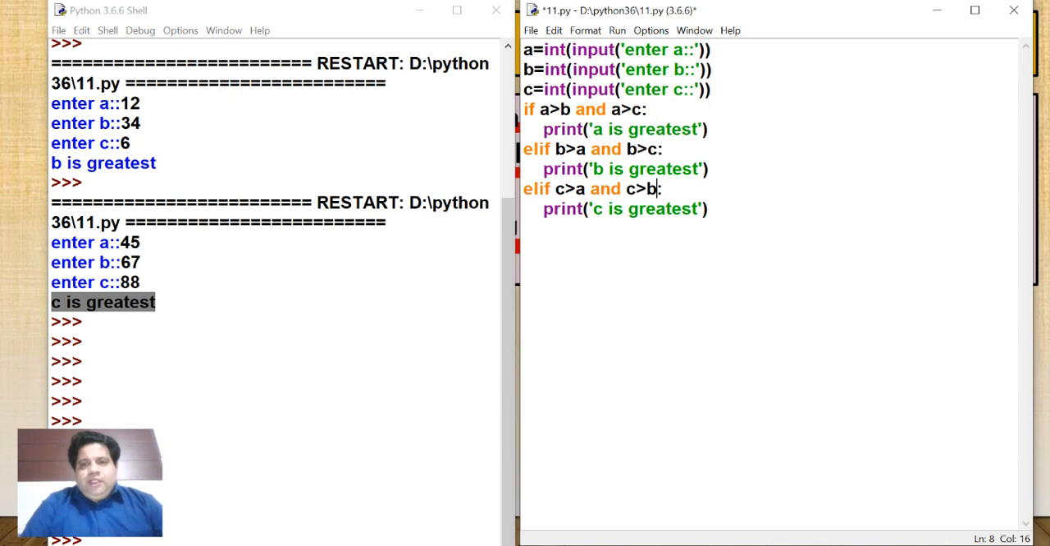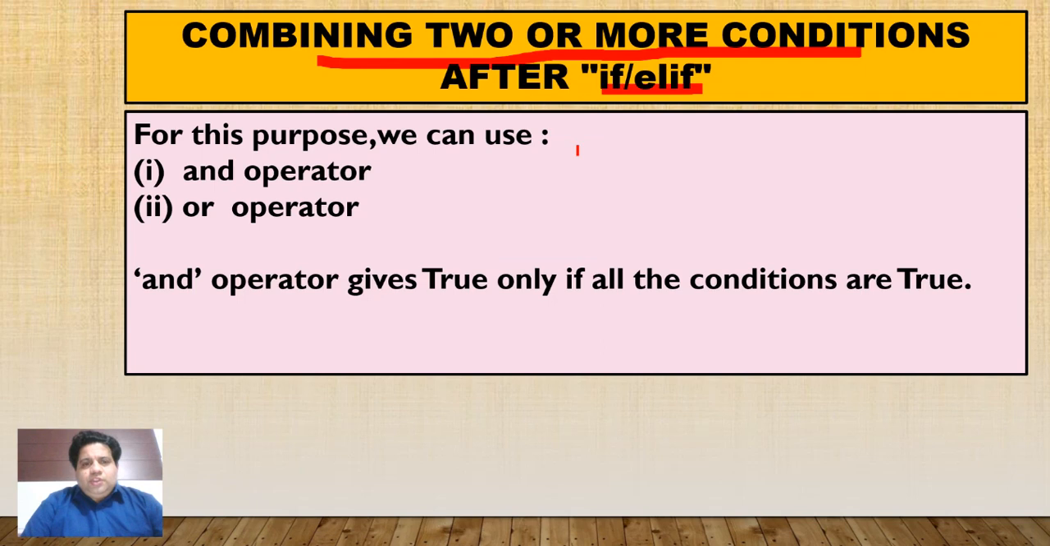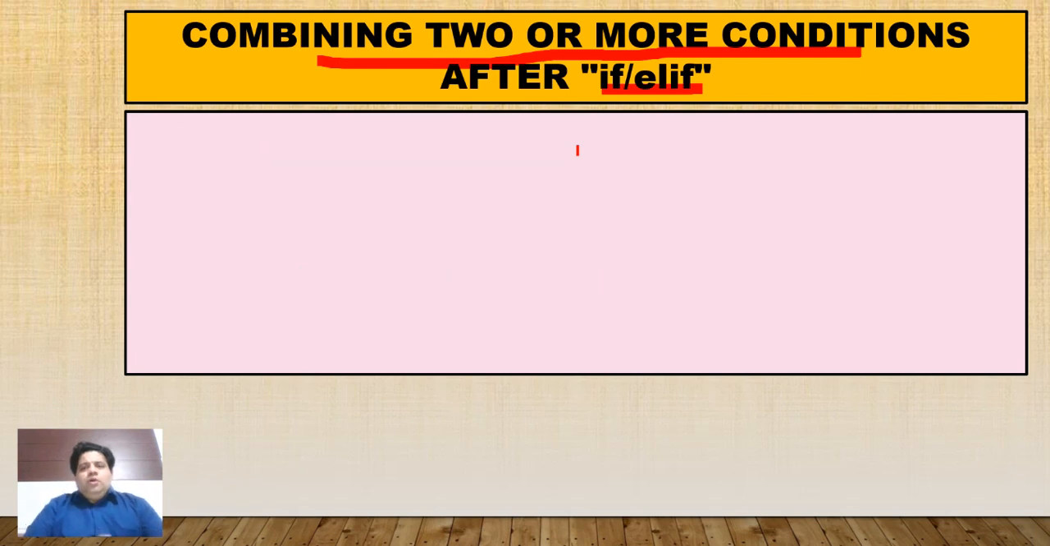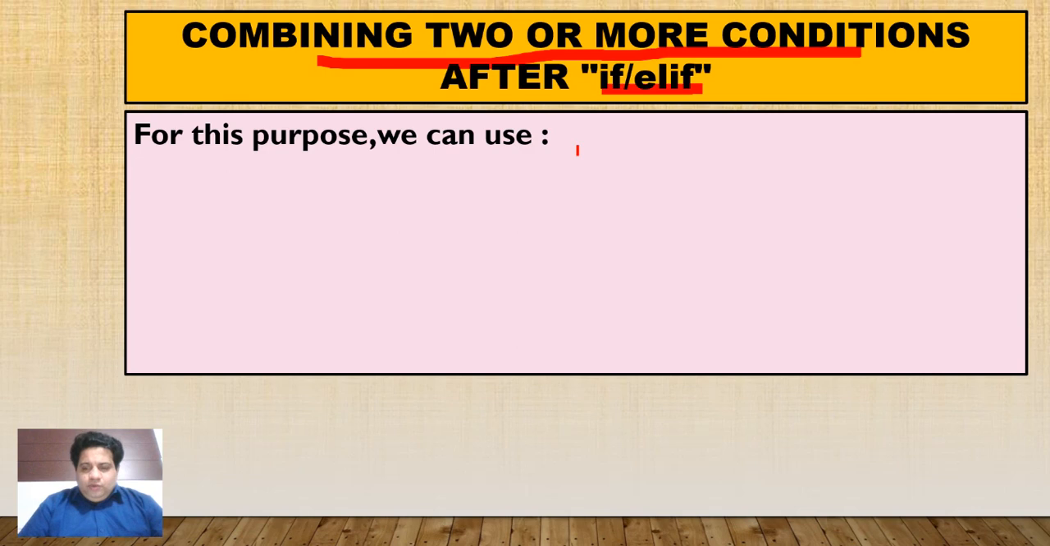So did you understand this topic? This topic, combining two or more conditions after if elif, because in coming days we will learn how to write complex programs, and complex programs can only be written if you know the working of if elif, if you know how to combine conditions, how to use if else, how to use if elif. So how can you combine two or more conditions? For this purpose we can use number one AND operator, number two OR operator.